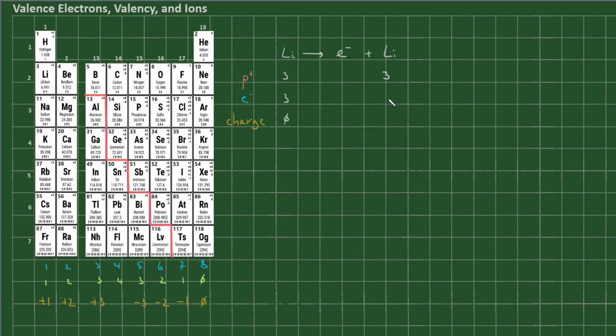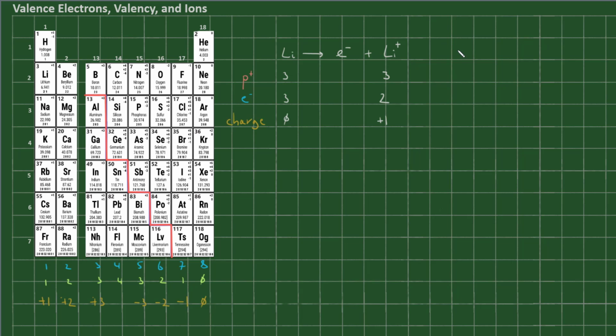But it has lost an electron. So now it has 2 electrons. This means that it has 3 positive charges and 2 negative charges. So overall, it is 1 positive. And the way we indicate that here in our symbol is by placing a plus in the upper right corner. So on the left, I have a lithium atom. On the right, I have a lithium cation.